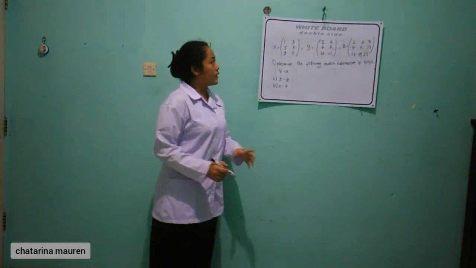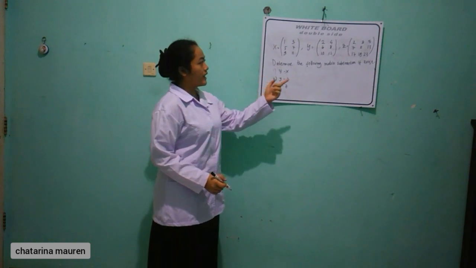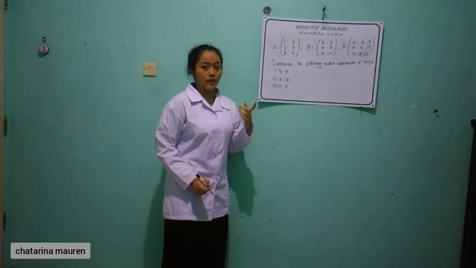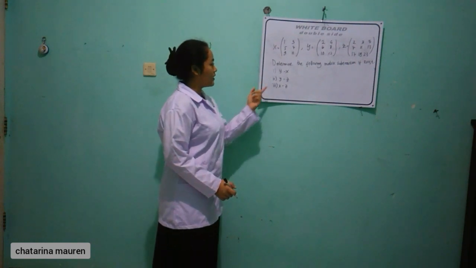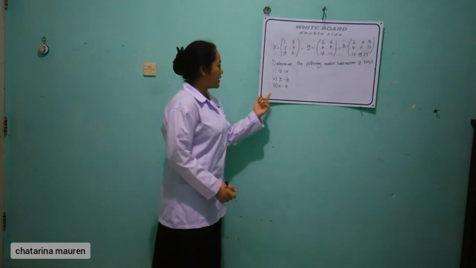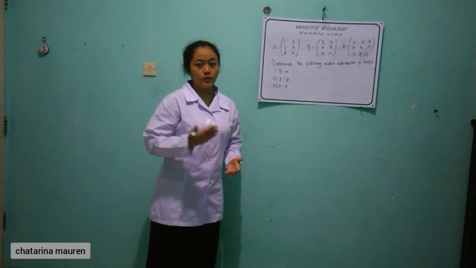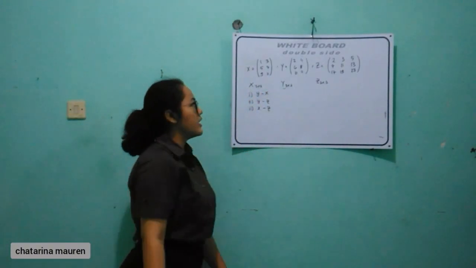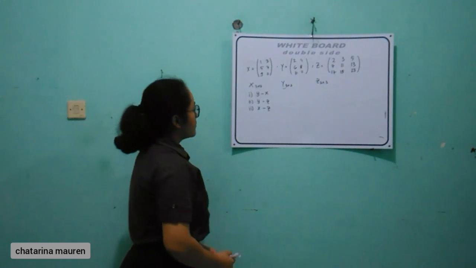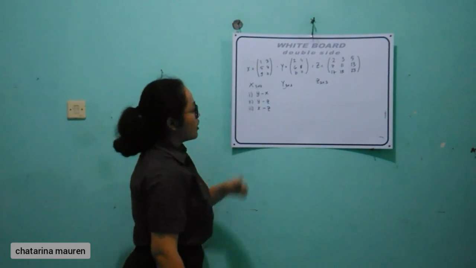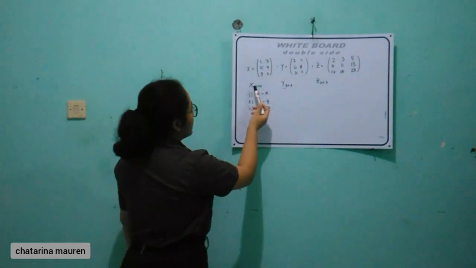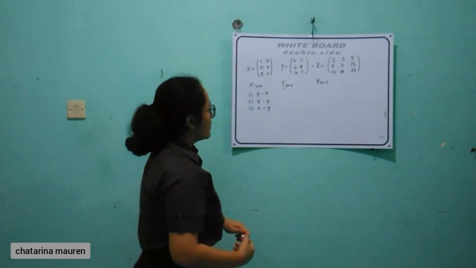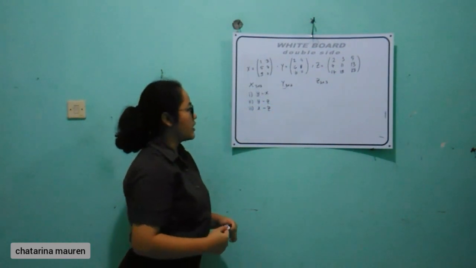For the next, we have matrices X, Y, and Z. Determine the following matrix subtractions: first is Y minus X, second is Y minus Z, the third is X minus Z. Who wants to try? Here we have matrices X, Y, and Z, and we can determine the order of each matrix. The order of X is 3 times 2, Y is 3 times 2, Z is 3 times 3.